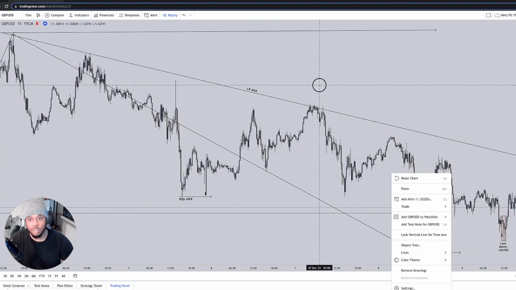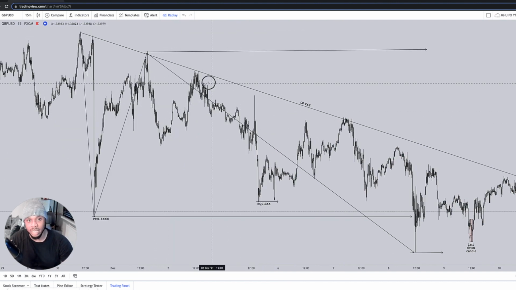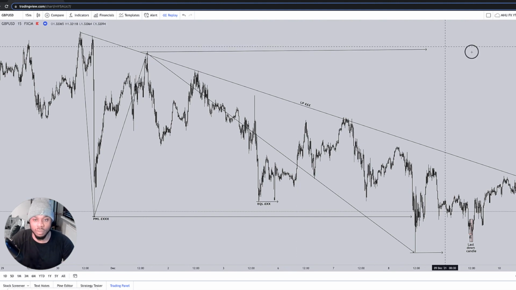So basically, this is where you're going to be targeting, because whenever you break structure, you always go back to the origin of the break. So you'll be looking for price to run these highs into this, and then price is going to continue after that, then it's going to drop.